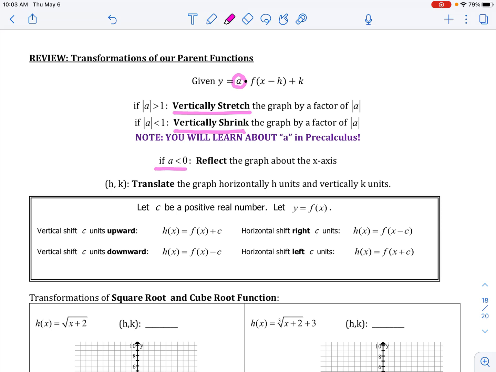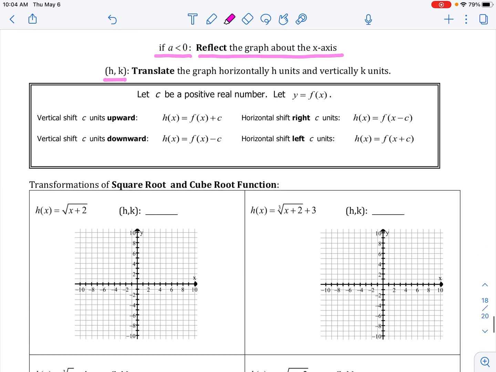We did talk about what happens if A is less than 0. That is a reflection about the x-axis. We talked about when the parabola opens up versus when the parabola opens down. H, K, those were the variables that allowed us to shift our parent functions around the coordinate plane. So I put a little box there to remind you of what those shifts look like in terms of up, down, and left, right. So we will utilize that as we review graphing our parent functions.